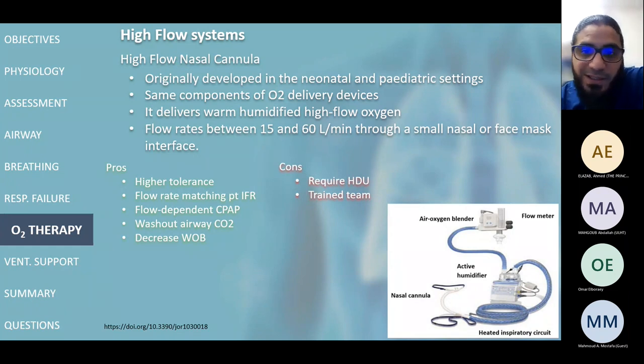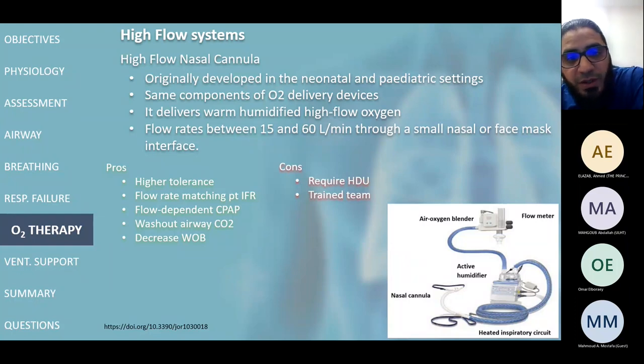So the main advantage of this device is that it gives a very, very high flow rate, which can go up to 60 liters per minute. And with this very high flow rate, it's well tolerated because the air goes through a humidifier and it will be a warm air, so the patient will tolerate this much better.